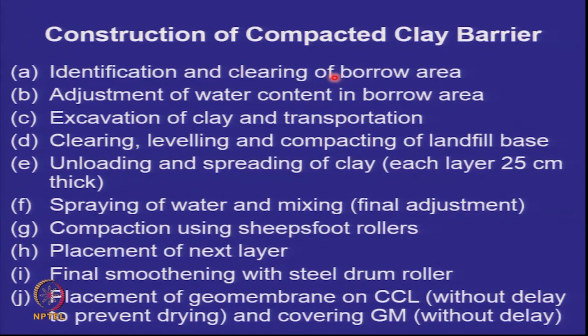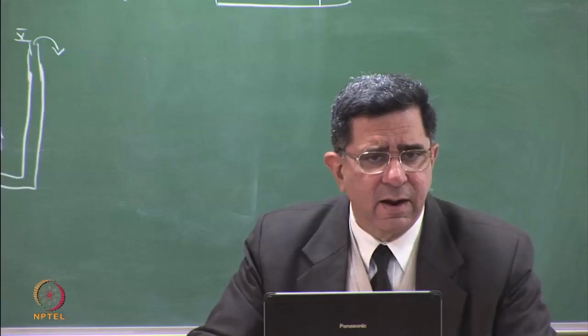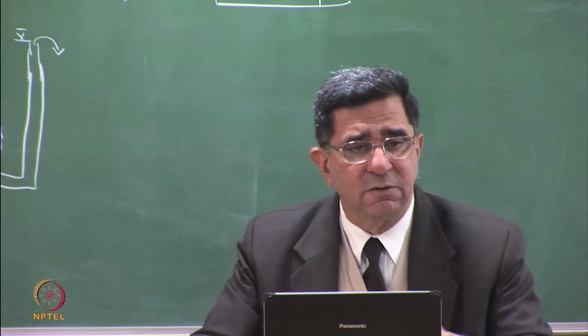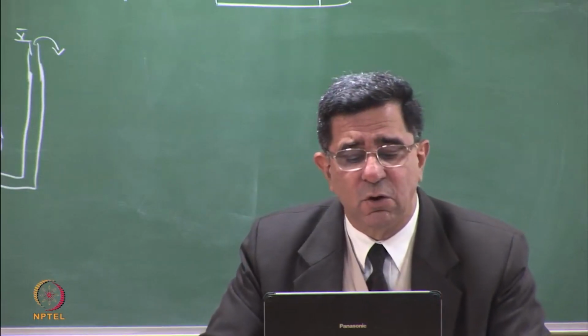So we identify the borrow area. Suppose I'm only using a compacted clay barrier, then I adjust the water content in the borrow area. Suppose the soil is totally dry, I can do some sprinkling there so that it's close to the optimum moisture content.